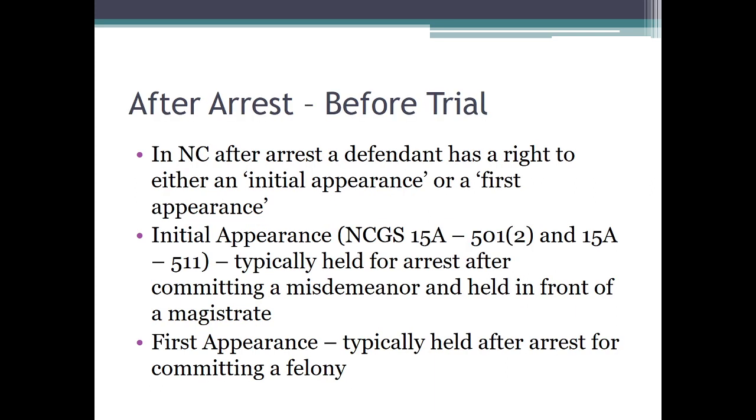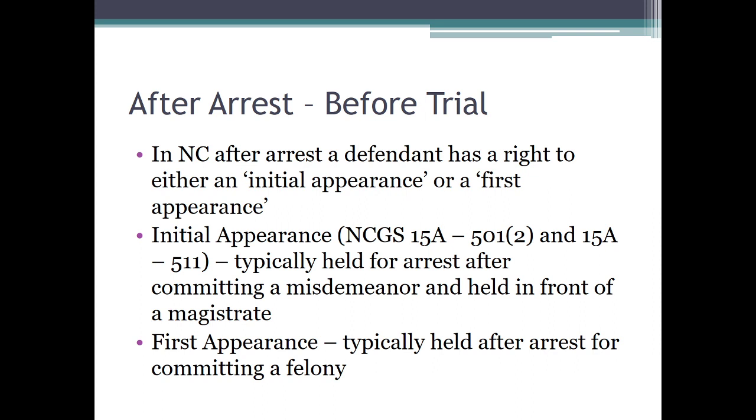Okay, so how does it work specifically for North Carolina after arrest? So let's suppose we have a suspect who's arrested for, say, burglary. That's a felony. I suppose it's a first-degree burglary charge. It's a very serious charge.